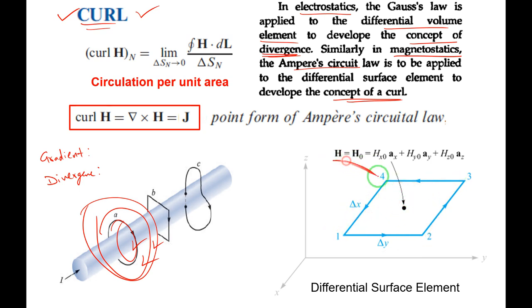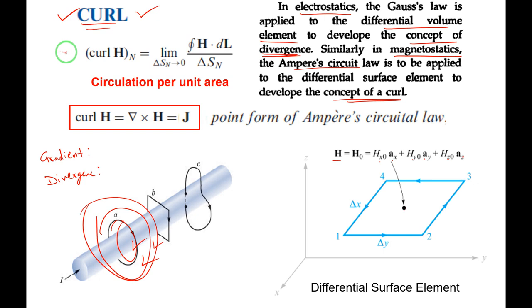If I consider the magnetic field intensity H here, it is varying in all the directions: Hx into Ax, Hy into Ay, Hz into Az. Similarly, we have done dx into Ax, dy into Ay, dz into Az, the differential volume element. Please recall it. There we were also not worried about the source of the field. Here also we are not worried about the source of the magnetic field. We are just taking the magnetic field.